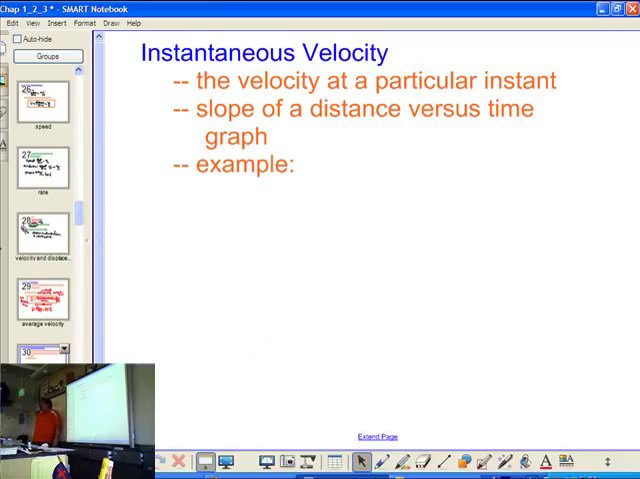Now, instantaneous velocity is your velocity right now. What device in your car gives you your velocity right now? Speedometer tells you right now, right this second. And it's the velocity at any particular instant. That would be your speedometer. We also get it from the slope of a distance time graph. The slope of that line will tell you your instantaneous velocity at that point, which is one of the things you're going to be doing next time.